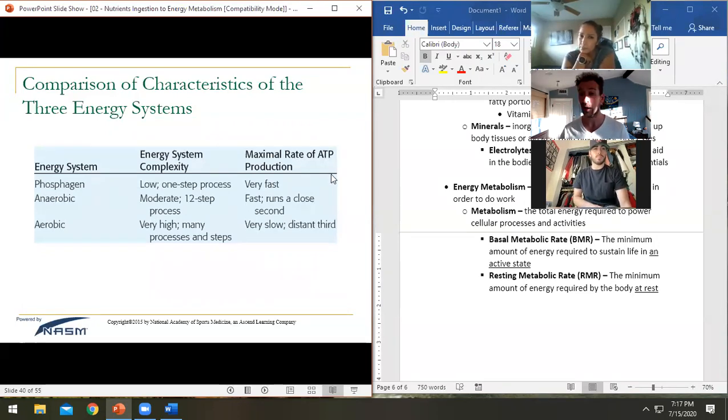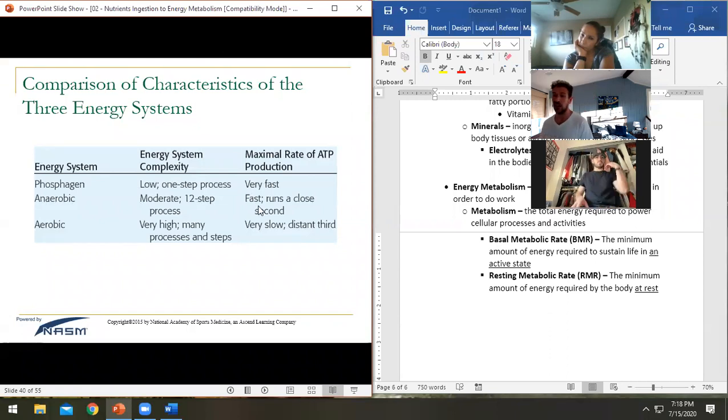Then you have your anaerobic system, which is, well, your phosphagen is also anaerobic. But you have glycolysis. Glycolysis is pretty simple. It's not really all that complex. And it's fast. It's a really close second to how quickly ATP is being produced in your phosphagen system.